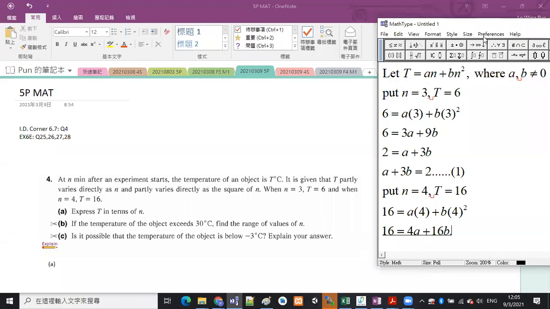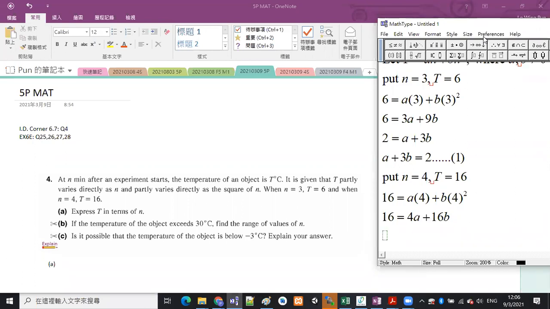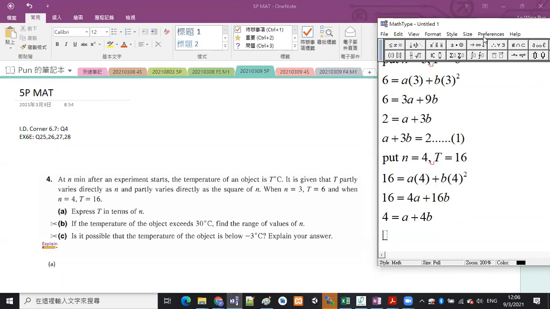Okay, and then we label this to be equation 2. No, not yet. Sorry, because we found that all the numbers are multiples of 4. So we divide each term by 4. 16 over 4 is 4. 4a over 4 is 1a, or just a, and then plus 16b over 4 is 4b. And then we write the letters on the left and write the number on the right. Okay, and label this to be equation 2.